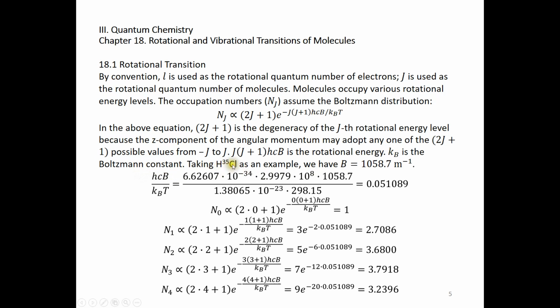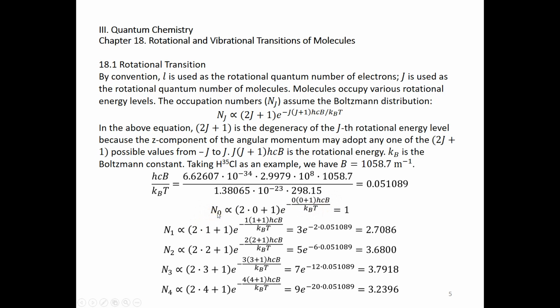Taking HCl-35 as example, B is 1059 waves per meter. Now we compute hcB over k_B T. Plugging in the numbers at room temperature, we get 0.051. And now N sub J is proportional to 2 times J plus 1 times e to the power of negative J times J plus 1 times hcB over k_B T.